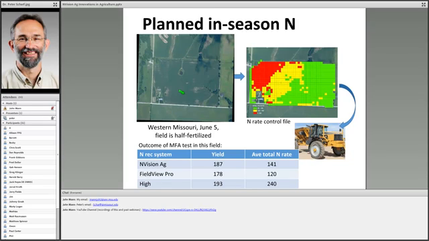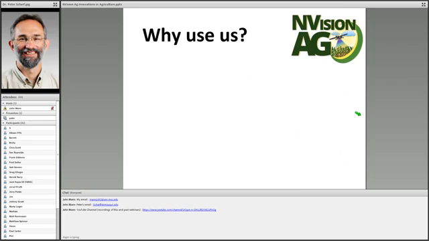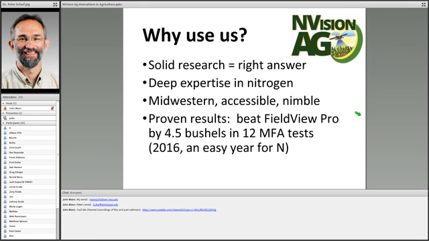MFA didn't tell me at the time that they hired me to do this field, but we were going against Field View Pro in that field, and we recommended an in-season application that gave a total of 141. Field View Pro was a little bit shorter on that and came out a few bushels shorter. And they actually did this in 12 fields, and we ended up being 4.5 bushels ahead of Field View Pro, averaged over those 12 fields.